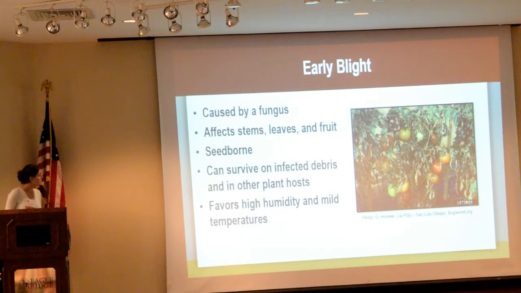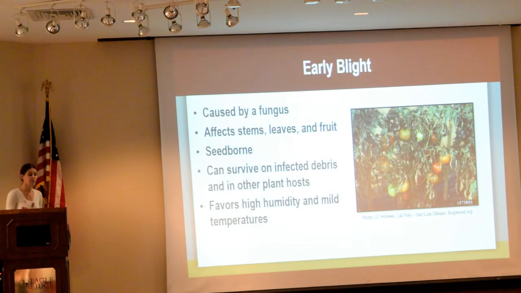Early blight, this is what some of you thought was a bacterial disease, and a lot of times symptoms can resemble various diseases, and so it's important to have a specialist identify what particular pathogen is causing a disease. Early blight can affect stems, leaves, and fruit. It's seed-borne. It can survive on infected debris and another plant host, and again, it favors high humidity and mild temperatures. So you have a lot of these different things that keep occurring. High humidity, various temperatures, they can survive on infected debris.